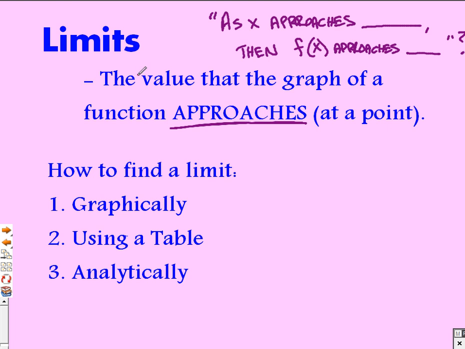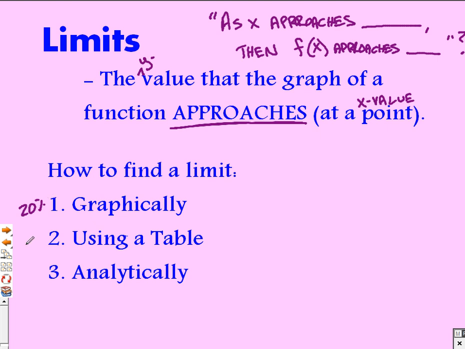So really we should say this is the function value or the y value that the graph of a function approaches at a specific point, that point being at what x value. So when we find limits, the easiest way is graphically, but you don't always have a graph. Graphically is definitely the easiest, but probably only happens about 20% of the time in terms of showing up on an AP exam.